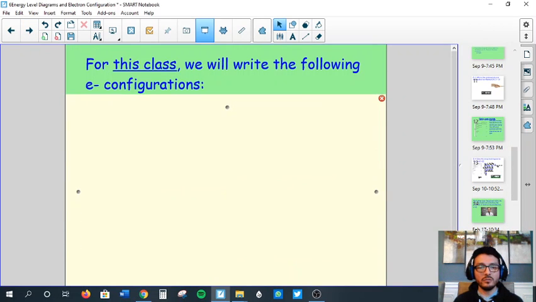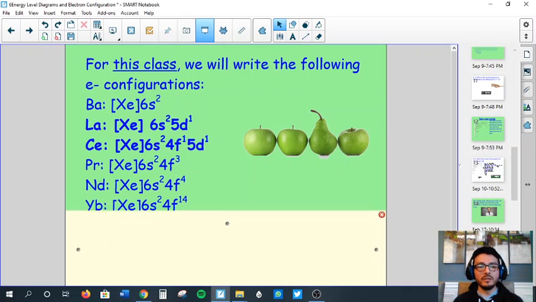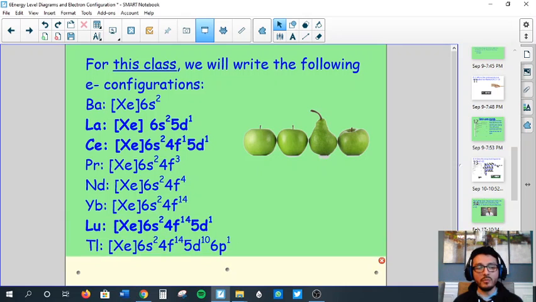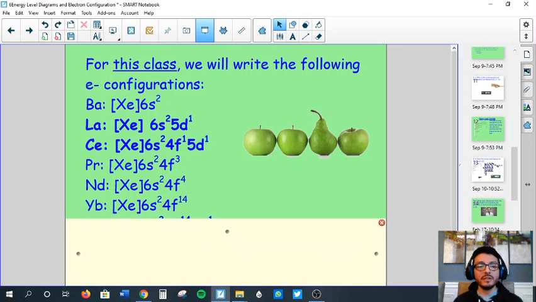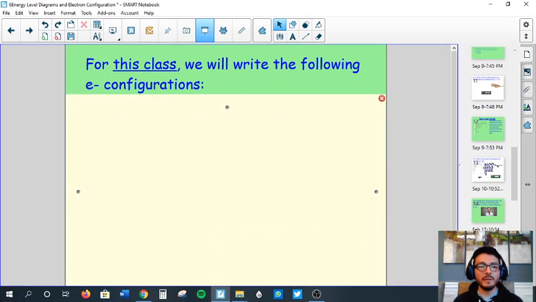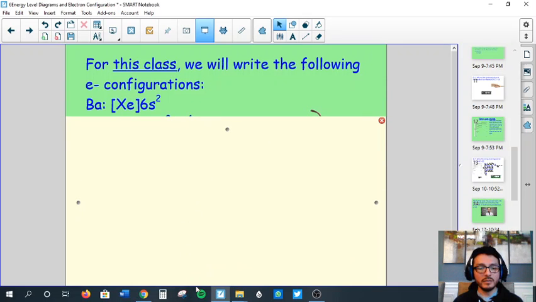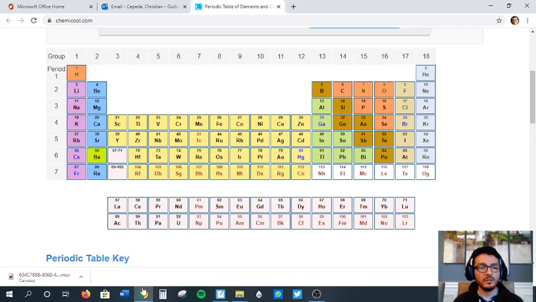For our distance learning purposes, so if we're not in class constantly, you will not need to know these. I do want to briefly explain them though. Some of these you will end up having to memorize because there is a pattern, but for some it just doesn't apply. So when we're in class, barium, pretty simple. Barium is right here.